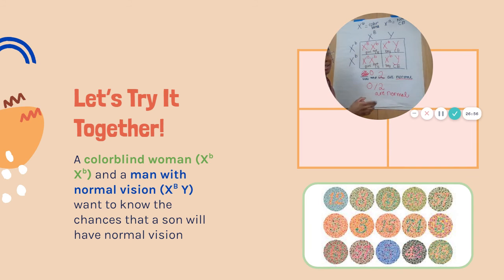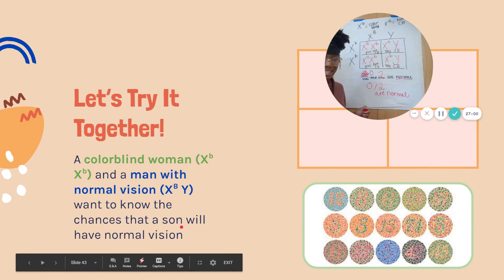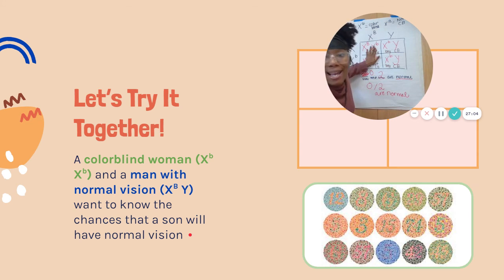Do not mess this up. If the problem asks about sons, we're going to ignore the girls. We're not looking at the girls. The problem's not asking me about girls. I'm not going to talk about them at all. The problem asks about the sons. So I'm asking about the sons. I'm only looking at the boys. So how many of these 2 are going to be normal? None.